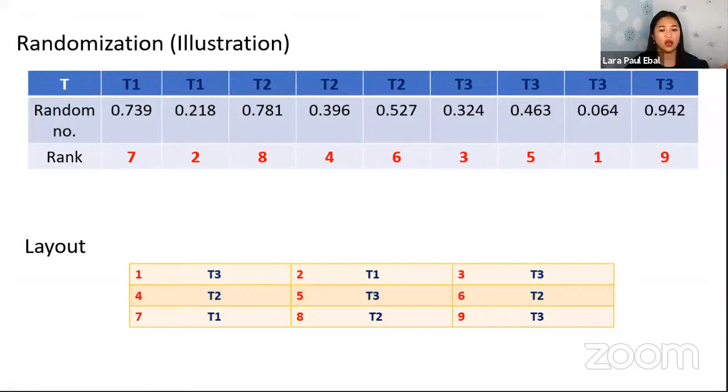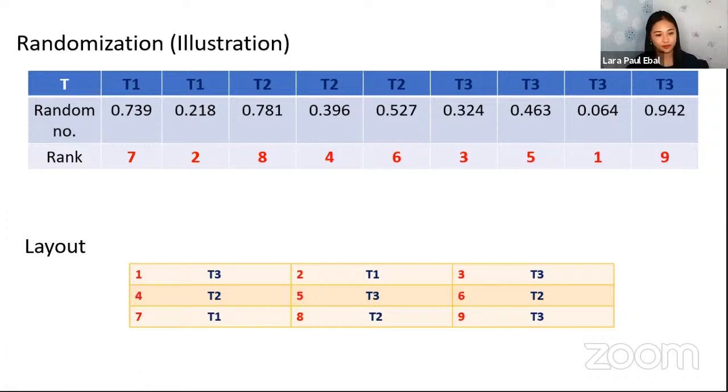And then next, we get the rank. The lowest generated random number, this one here, has rank 1. And then the second lowest, which is 0.218, has rank 2. So these are the ranks now. And then we can have the layout. As you can see, T3 is assigned to this one here, and then T1, can you follow? For this 2, we have T1, and then for this 3, we have T3 again. Then 4, we have T2. So this is now your layout.